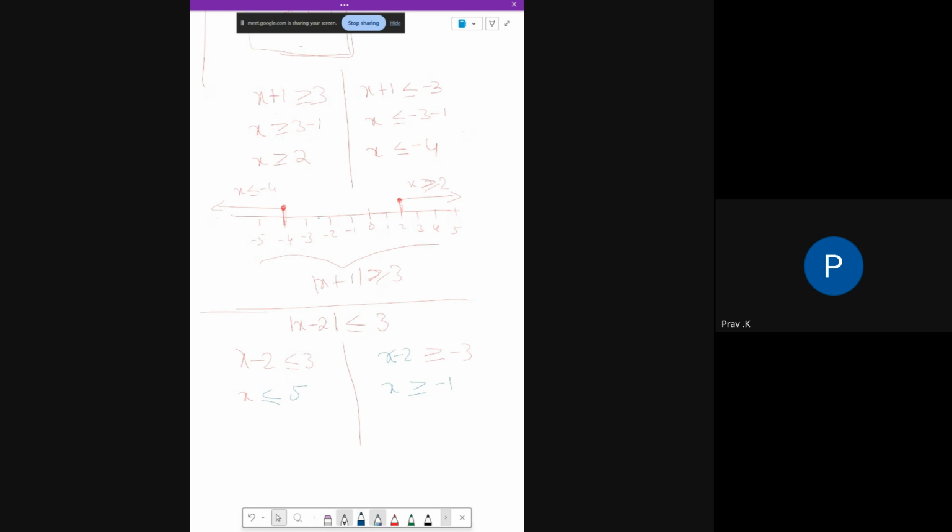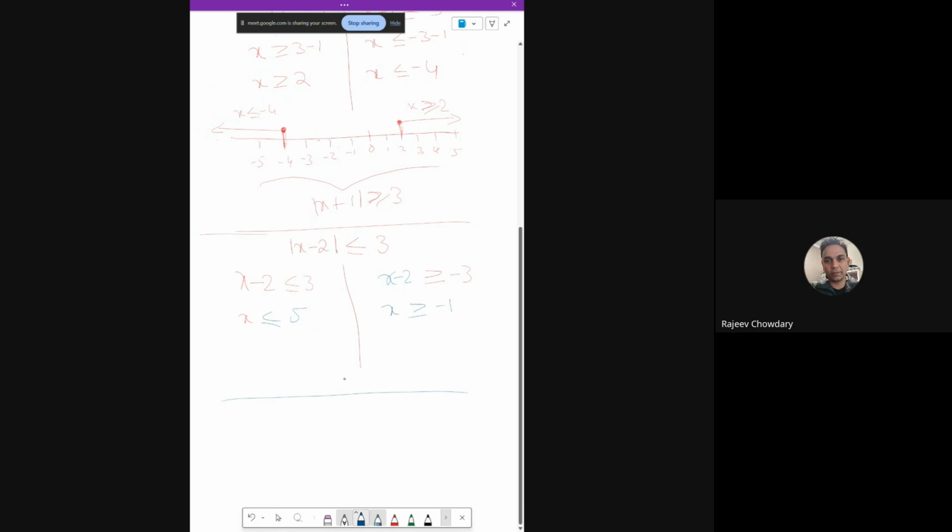And now, number line, right? This is the second part of it. So we have 1, 2, 3, 4, 5, 6. This side, minus 1, minus 2, minus 3, minus 4.